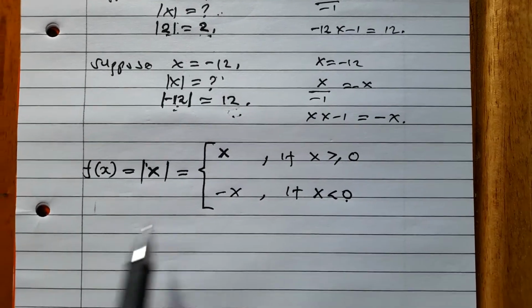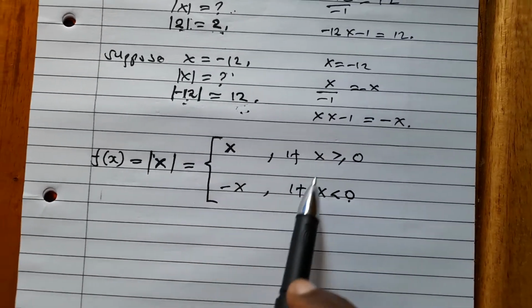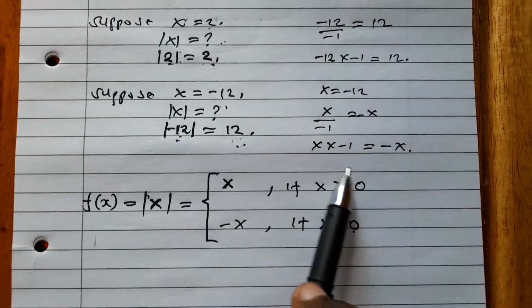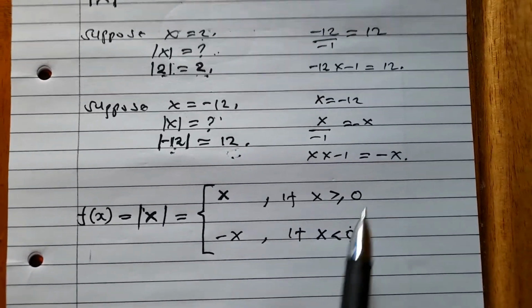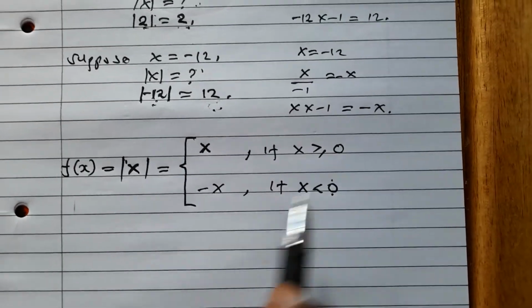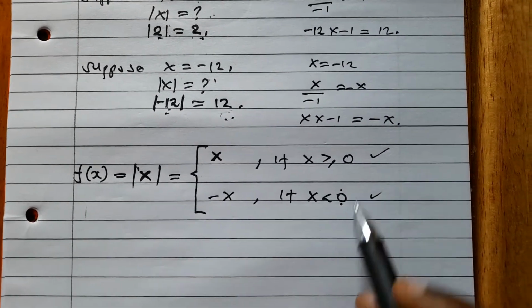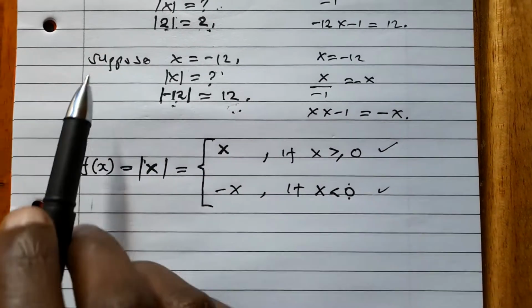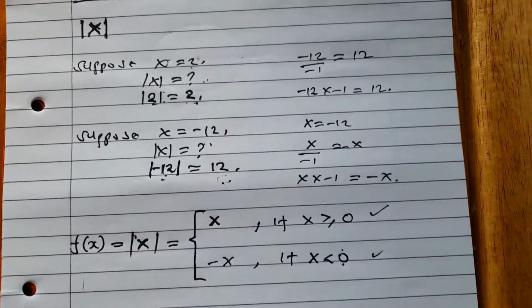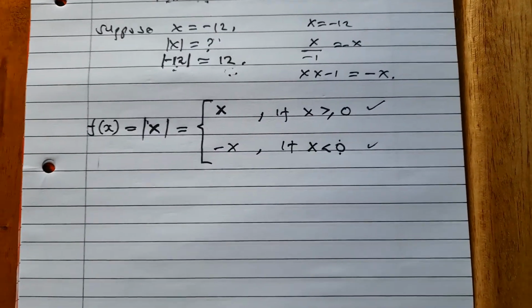So you realize this is now a piecewise function. This is the piecewise definition of the absolute function. Why is that? We have a part here and a piece here. These two pieces make the absolute function. That's the name, piecewise function.